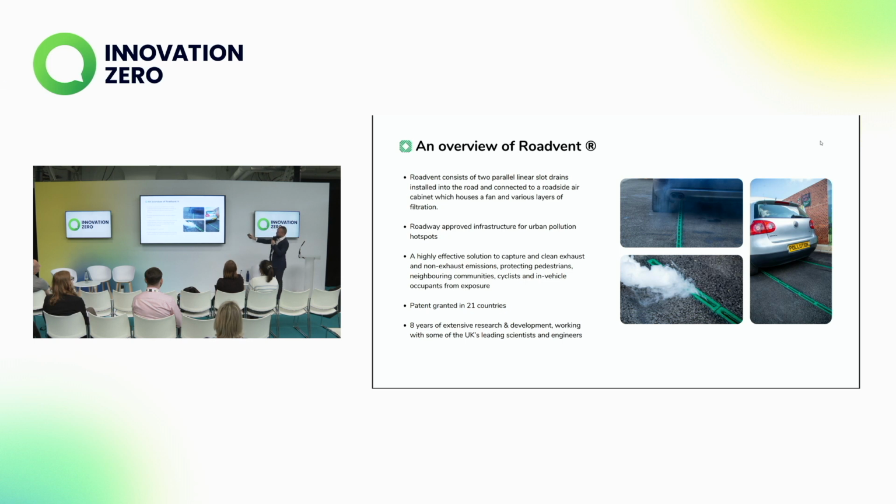So RoadVent consists of two linear slot drains that we install into the running carriageway, as you can see here in the image. And they're connected at the roadside to a cabinet, which has a fan and various layers of filtration. This is a roadway approved infrastructure solution and is rated to a 90 ton weight limit. So it can effectively go on any road as a new solution or a retrofit. We have patent granted status in 21 countries. As I mentioned earlier, this is about 8 years' worth of R&D that's gone into this.